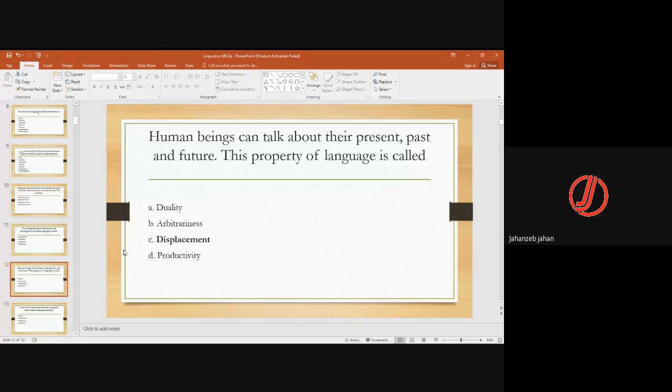Human beings can talk about their present, past, and future. So this property is called displacement.